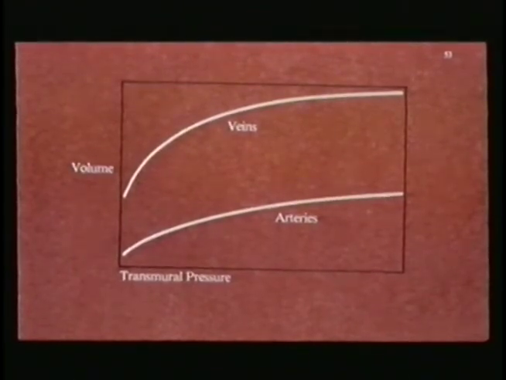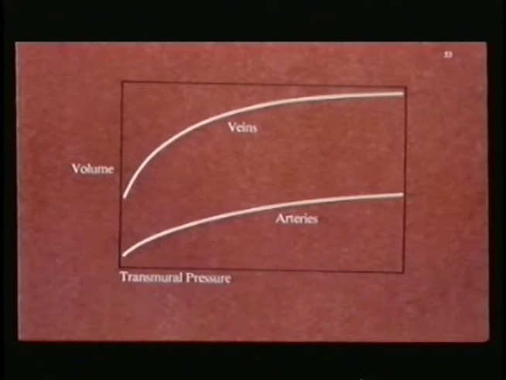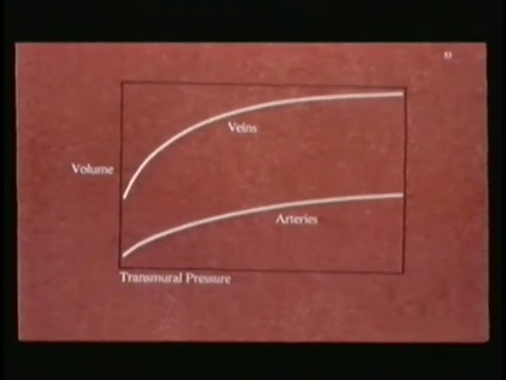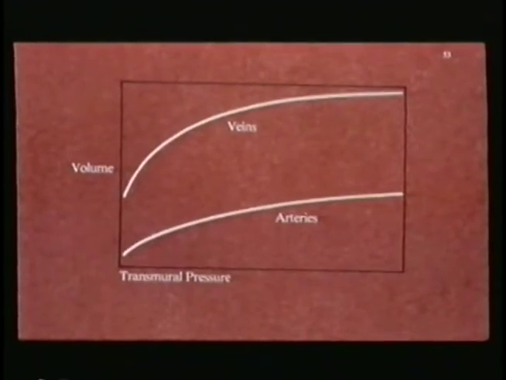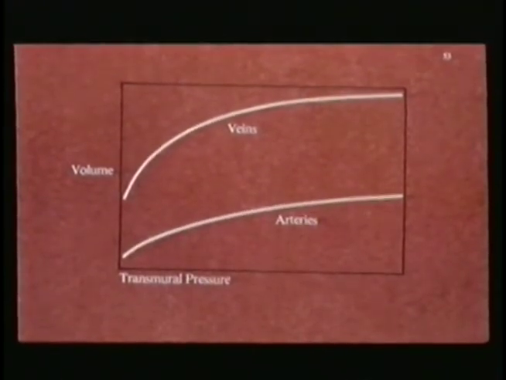Since venous pressure is much lower than arterial pressure, the normal operating point on the venous pressure-volume curve lies in the high capacitance region. This graph shows that veins have a larger volume at lower pressure than arteries, and that the veins can undergo a greater change in volume for a given change in pressure. For these reasons, the veins are referred to as the major capacitance vessels.